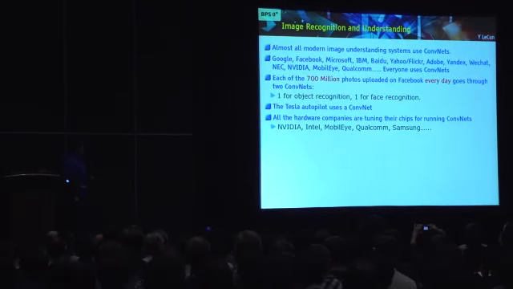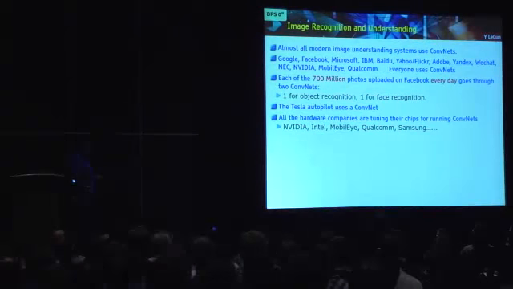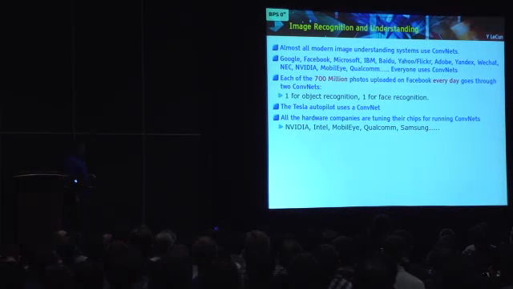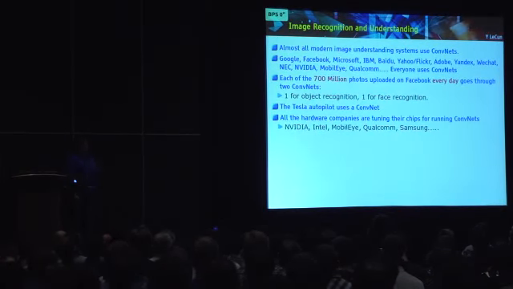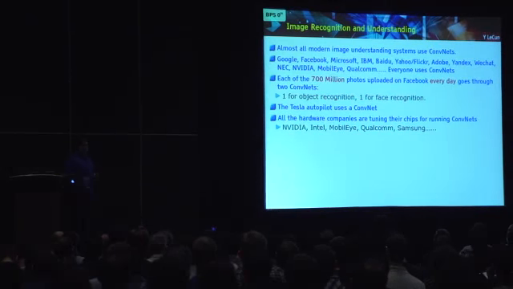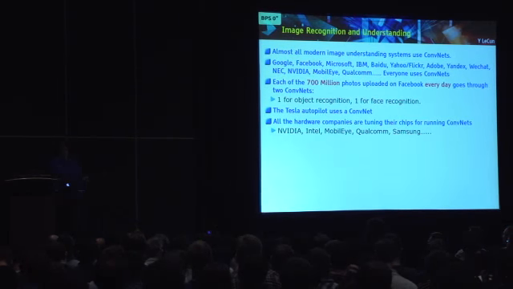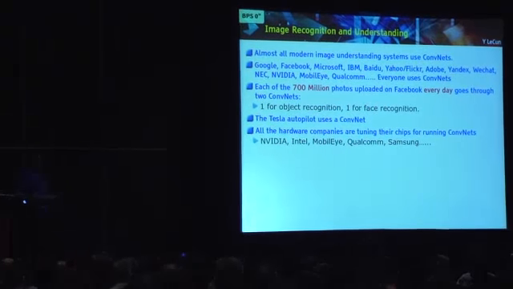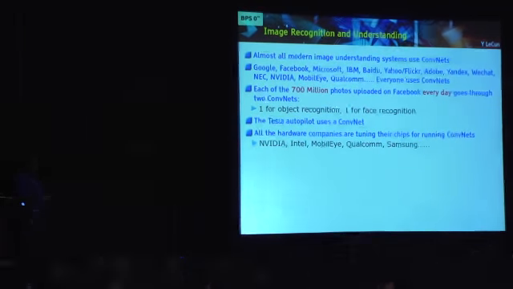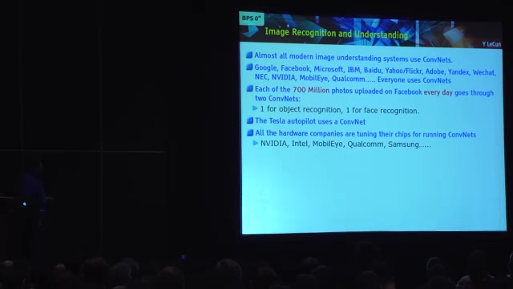For Facebook alone, people upload about 700 million photos every day. This is just Facebook.com, it doesn't count WhatsApp and Instagram. Every single one of those goes through two convolutional nets. One does object recognition, the other does face recognition. Actually, that's a lie. The face recognition is not turned on in certain countries, in Europe for example. But it's very heavily used, and there is a similar scale of usage at other companies.